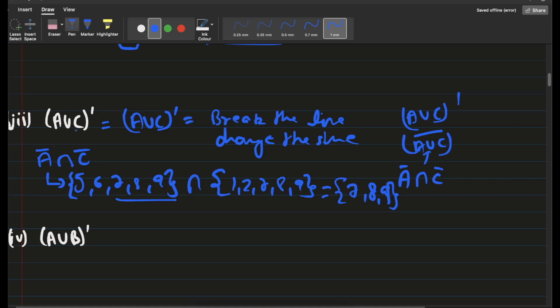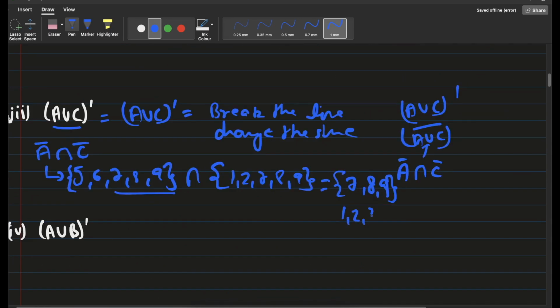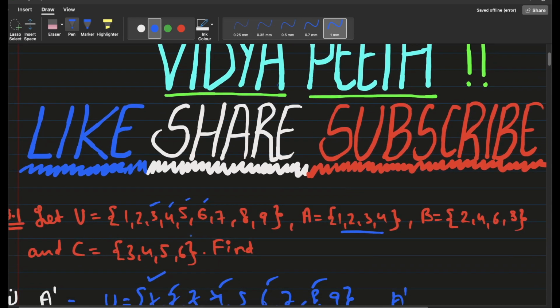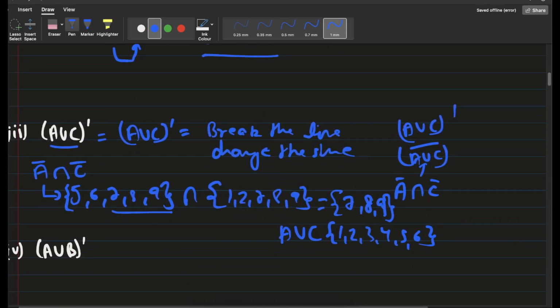Now let us verify it by finding A union C first and then complementing it. What would be A union C? 1, 2, 3, 4, 5, 6. This would be A union C, right? Now remove these from the universal set: 1, 2, 3, 4, 5, 6. What are we left with? 7, 8, 9 only, which was our answer. So here we verify that (A union C) whole complement is A complement intersection with C complement.